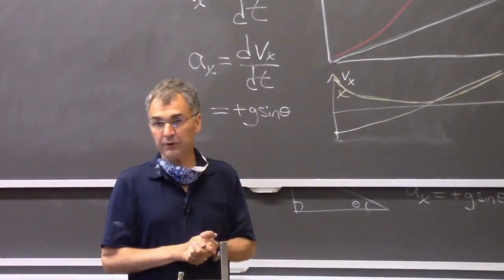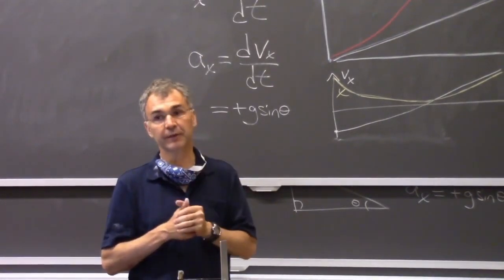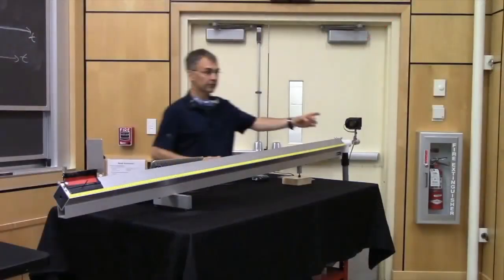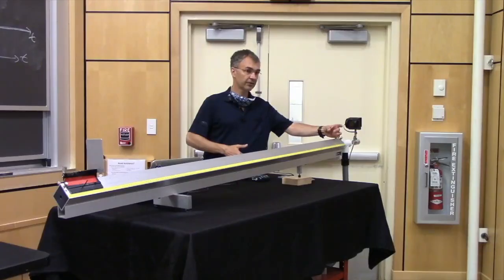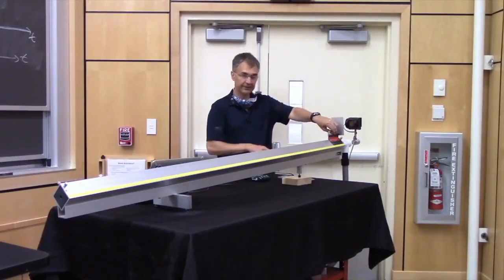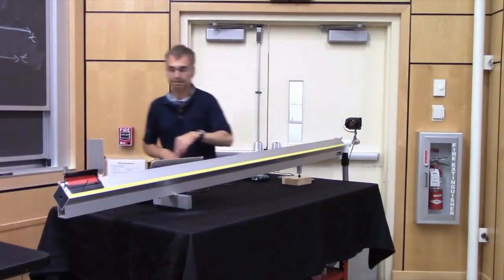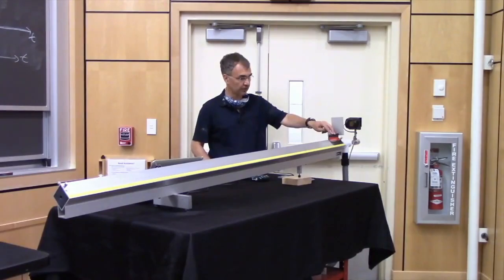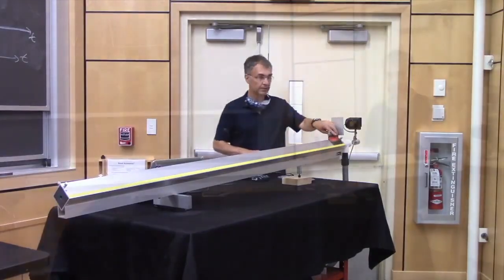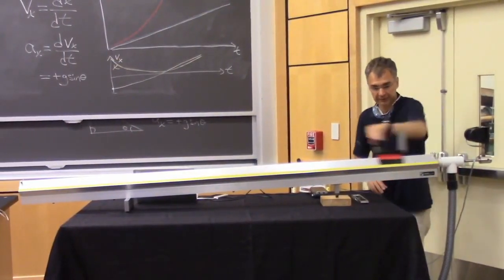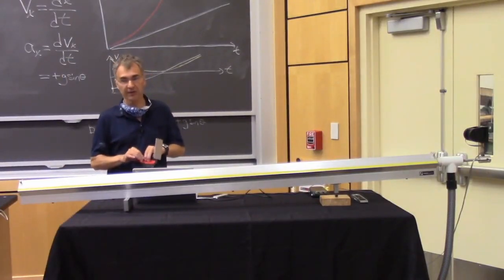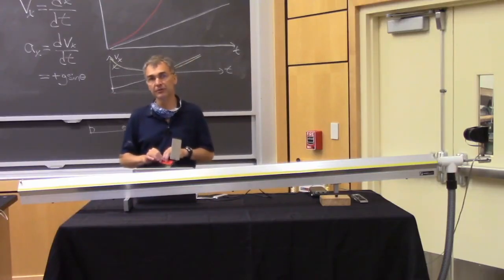One more scenario. What do you expect the shape of the position versus time, x of t, and the x component of velocity versus t, v sub x versus t, to look like if I start at x equals 0 and I give the cart a gentle shove downhill? Remember, earlier I just released the cart from x equals 0. Instead I want to give it a downhill shove from x equals 0. What do you expect the x component of velocity versus time to look like? And then also, what do you expect the position versus time to look like?